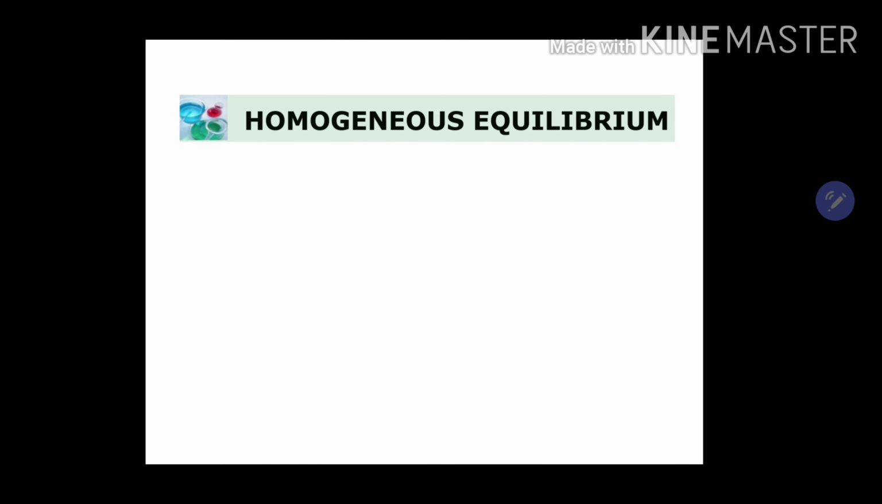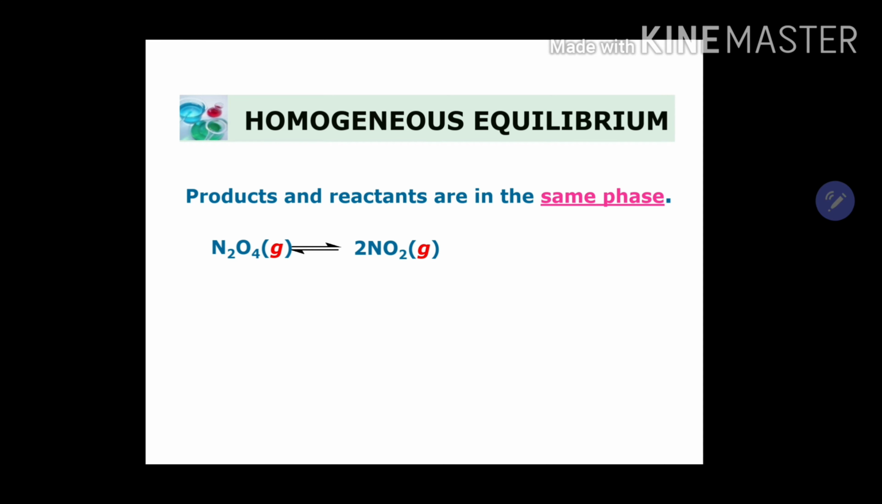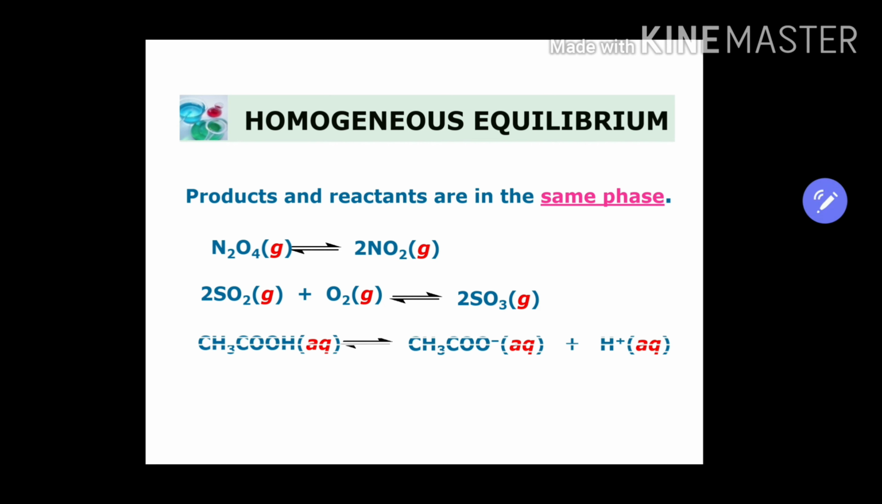Homogeneous equilibrium is the reactions in which all reactants and products are in the same phase. As you can see in the following equations, all the reactants and products are in the same phase.